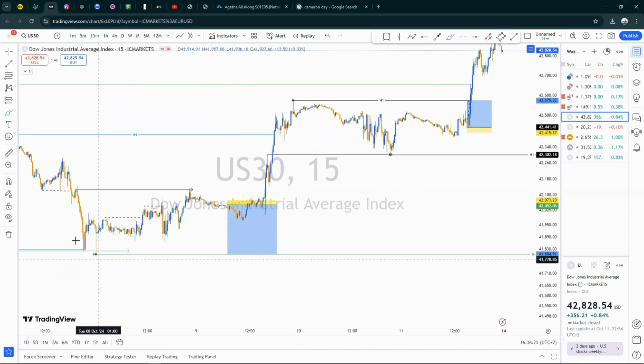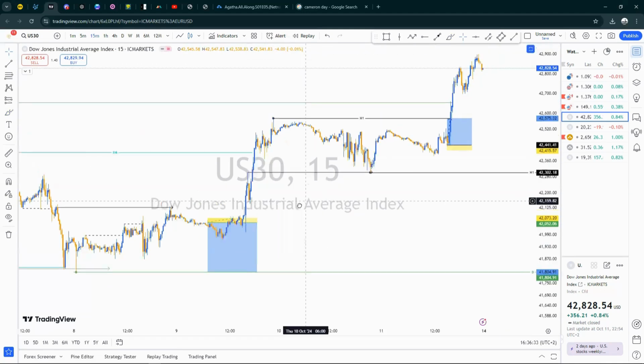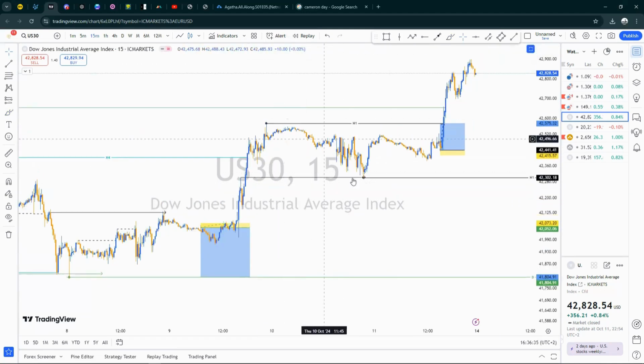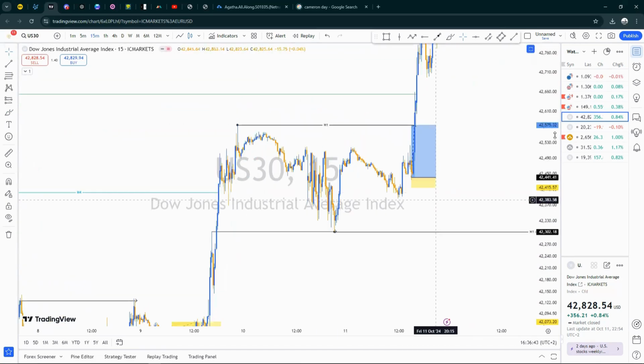This was the range. Okay, let me just do this. Yeah, this was the range. Confirmation, second confirmation, and this one, you know, yeah.